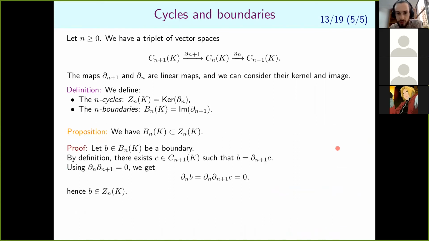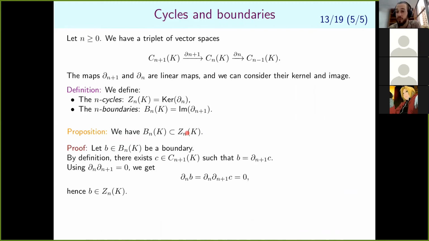Now let me show you something. The cycles are a subset of the chain that contains the boundaries. Or in other words, the boundaries are included in the cycles. Or in other words, each boundary is a cycle. Okay?